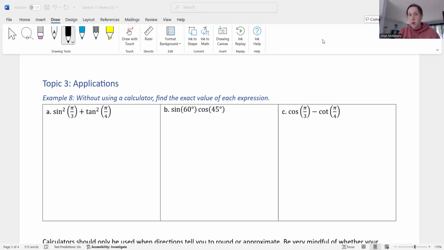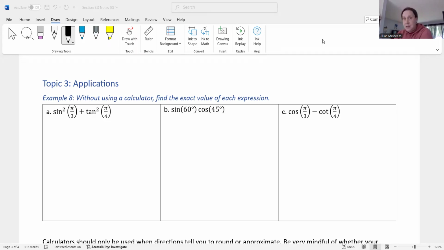For topic 3, we're going to look at a few different applications. Example 8 I originally had with topic 2, but topic 2 was getting kind of long, so I moved it here with topic 3. Okay, so example 8 says, without using a calculator, find the exact value of each expression. For part A, we have sine squared of pi over 3 plus tangent squared of pi over 4.